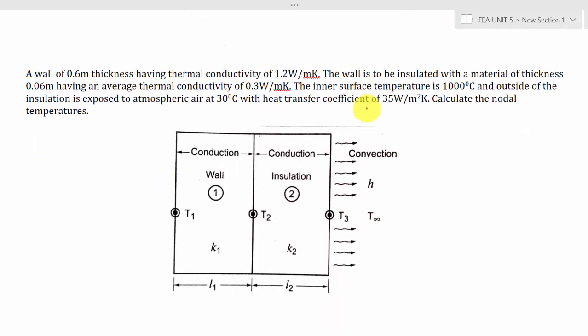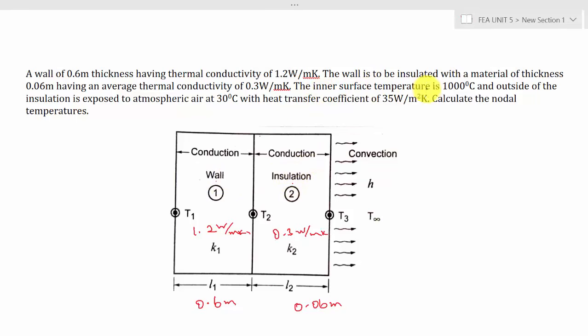So this is the tutorial problem. A wall of 0.6 meter thickness having thermal conductivity of 1.2 watt per meter Kelvin. The wall is to be insulated with a material of thickness. So this wall is insulated. So the wall of thickness 0.6 meter is insulated with a material of 0.06 meter thickness, and it has a thermal conductivity of 0.3 watt per meter Kelvin. So this has two elements. One is the wall and the another one is insulation.